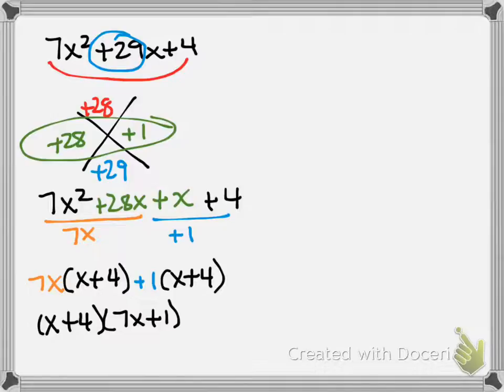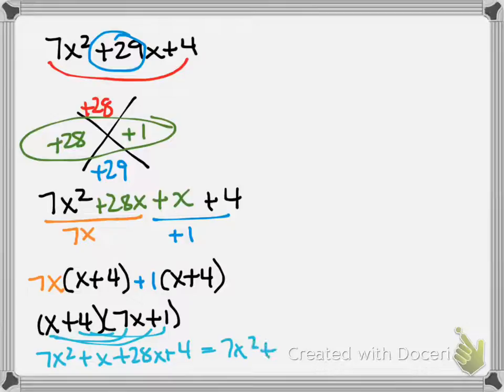Okay? So again, we can double check to make sure that we've done it right, and we just FOIL it out, and we get, oops, sorry, don't mean to say FOIL, just distribute. So we get 7x squared, we get plus x, we get plus 28x plus 4, which gives us 7x squared plus 29x plus 4, which matches what we started with. So that says, yep, that's got to be it.